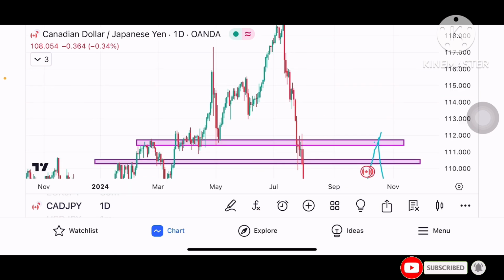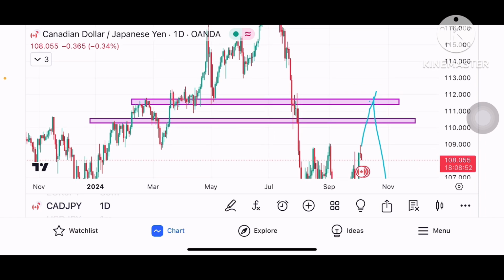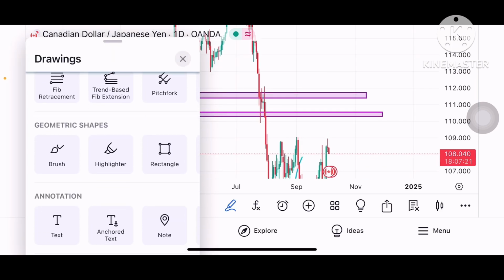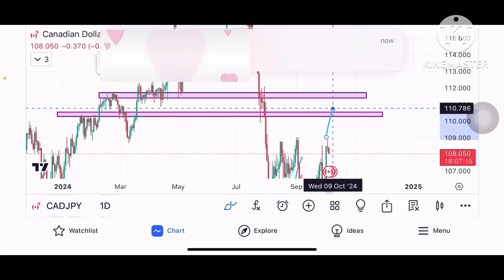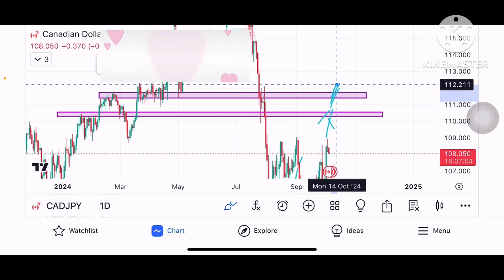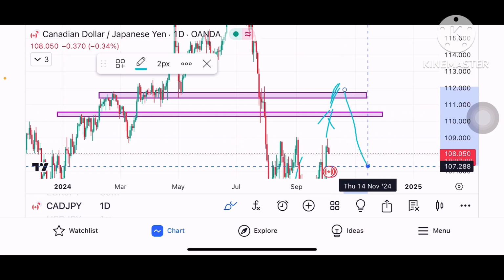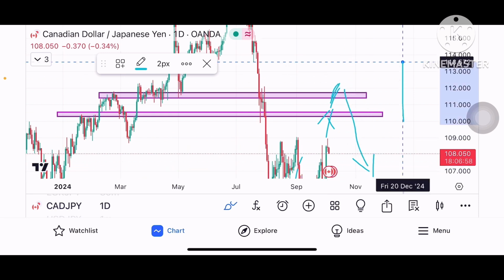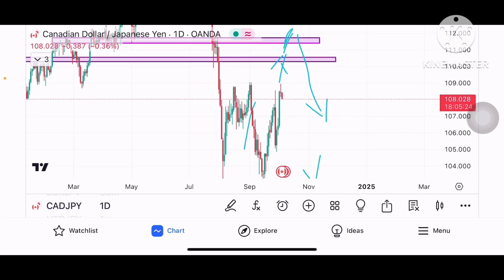On CAD JPY, this is the expectation, the zones that we expect price to react at before the drop. So we are expecting a pull up to either this zone or the top resistance before a drop all the way down. So my bias on most of the JPY pairs is a massive sell.